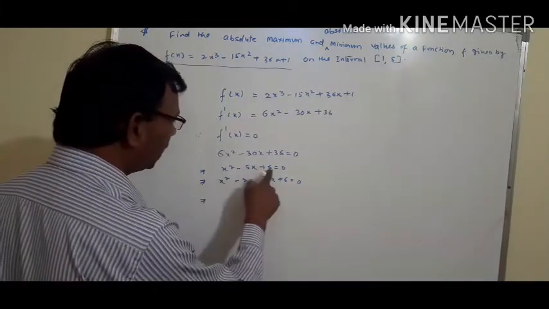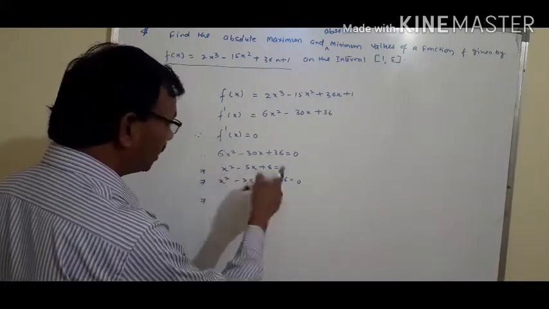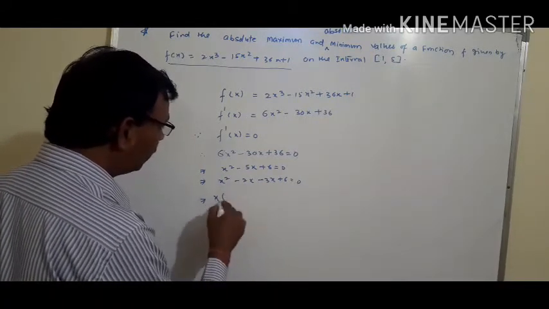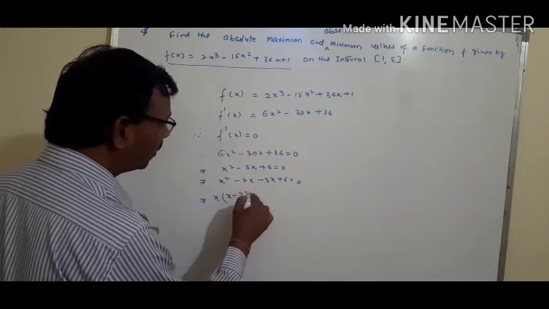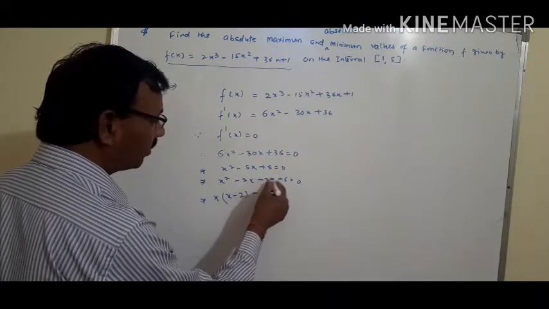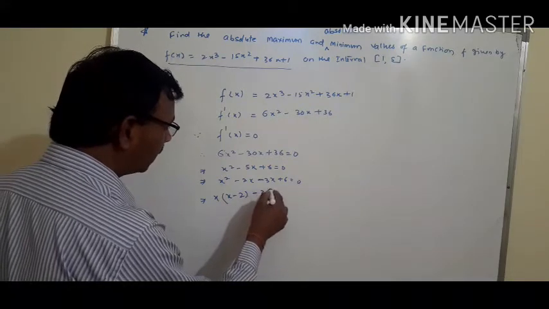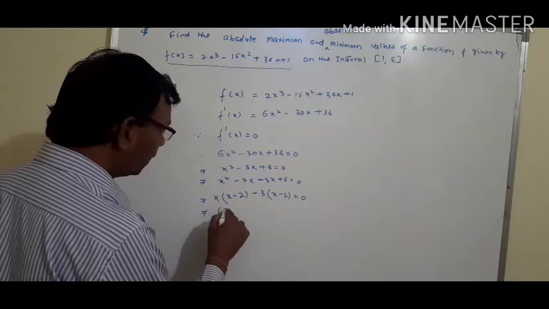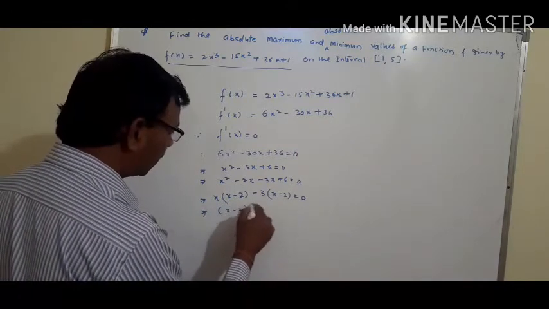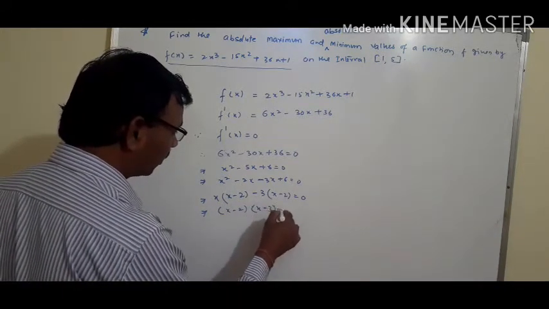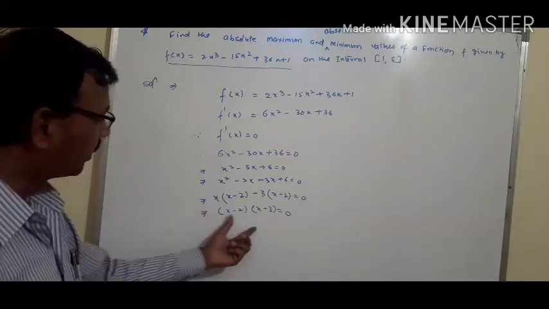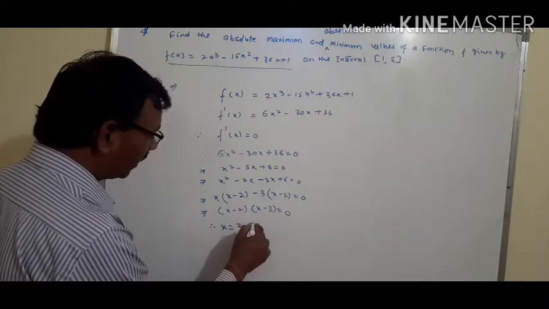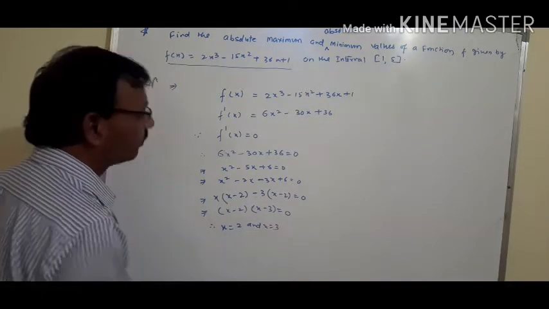Because the product of x and 6 will be positive x square. Now taking x common from the first two terms, this will be x minus 2, and taking 3 common from the last two terms, this will be x minus 2 equal to 0. Therefore x minus 2 and in another bracket x minus 3 equal to 0. We can calculate from here x equal to 2 and x equal to 3.